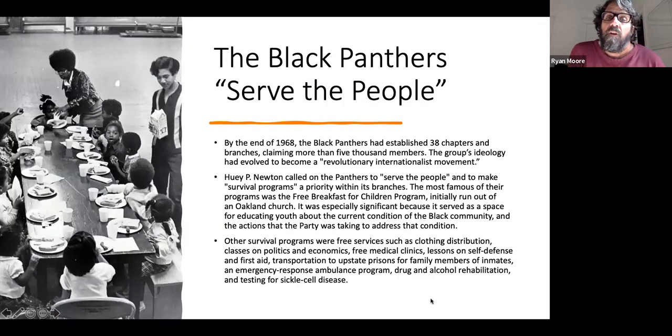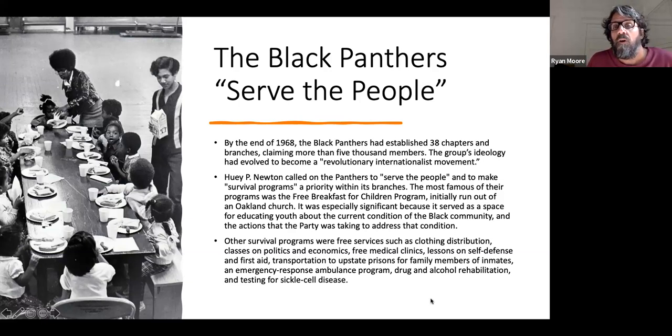So by the end of 1968, the Panthers had established 38 chapters and branches around the United States, claiming more than around 5,000 members. And as the group grew, so too did its ideology. The group's ideology had evolved to become something more like a revolutionary internationalist movement. So it had evolved long past its origins as a self-defense cop watch kind of group.